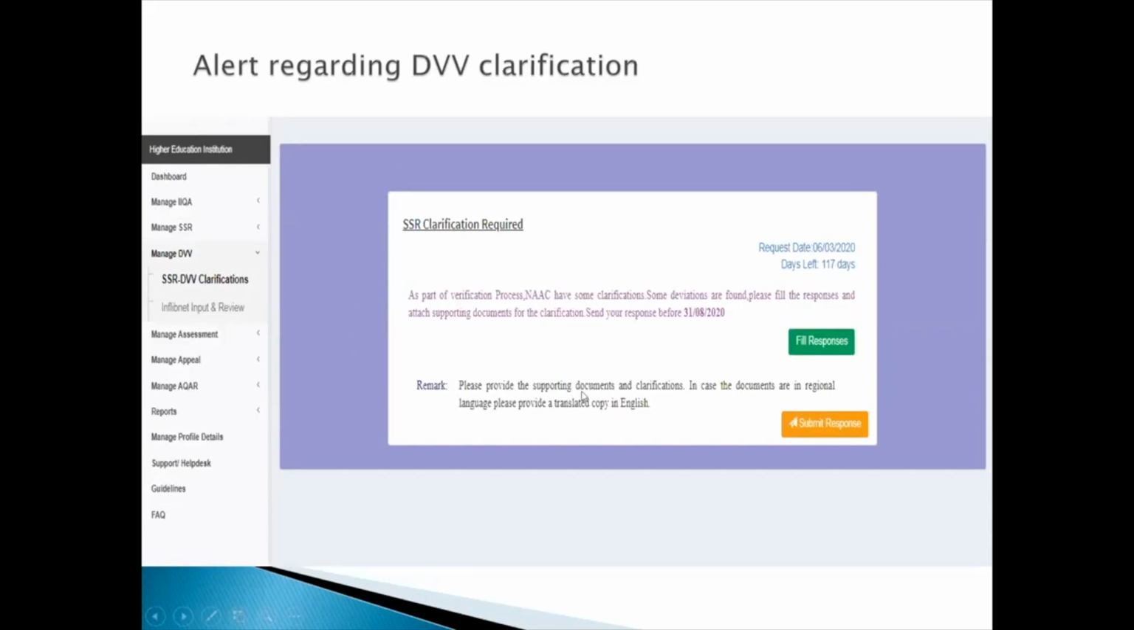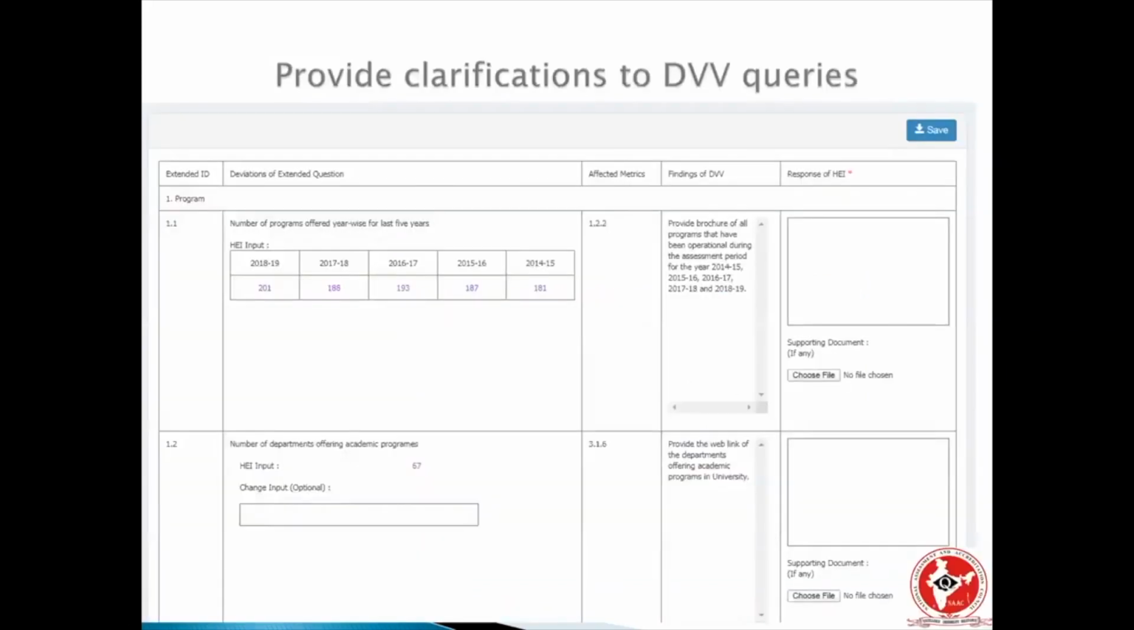And what is the remark? Please provide the supporting documents and clarification. In case the documents are in a regional language, please translate them into English. So the timeline is here. The queries raised, if you click on it, the fill responses, that means you are responding to the queries raised. And the documents have to be in English along with the original documents.